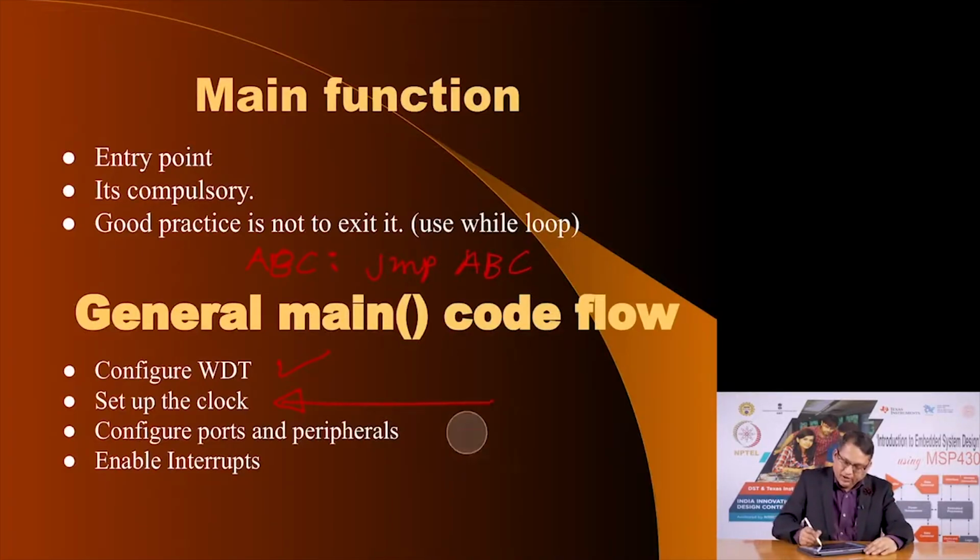Then you need to do something to configure the ports and peripherals. That is, you may have output ports and you say, I want these ports to be output, or some bits of those ports you want to be input, or some timer you want to work at certain frequency, or some ADC you want to work at certain rate. You do these initializations. After this, in case your code requires interrupts, you enable them, and then comes the actual meat of the program, which is basically you are doing something repeatedly.